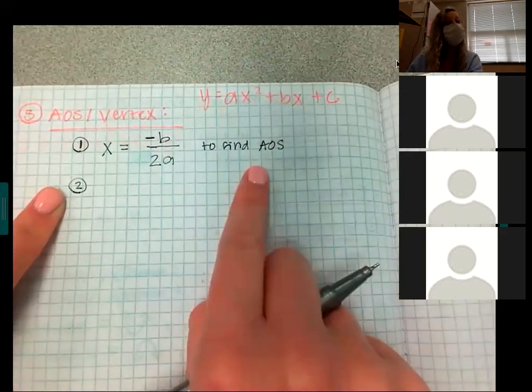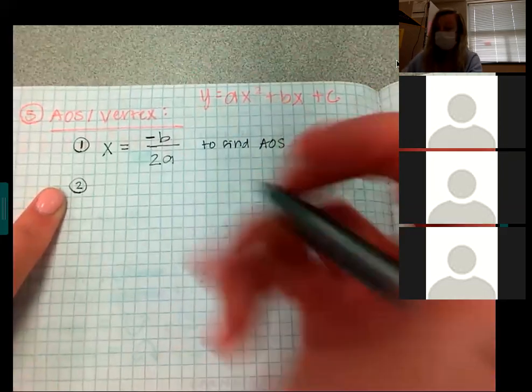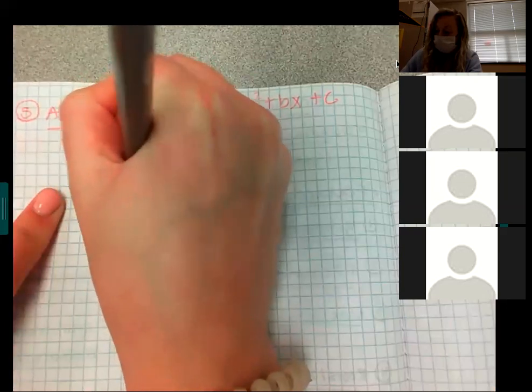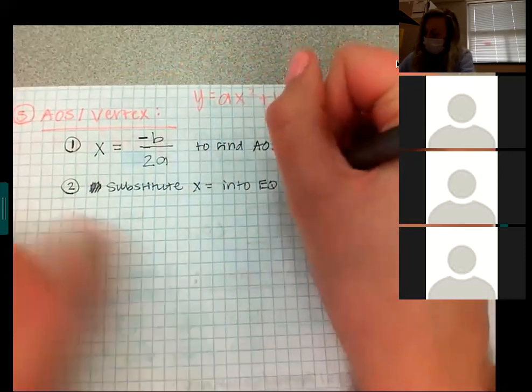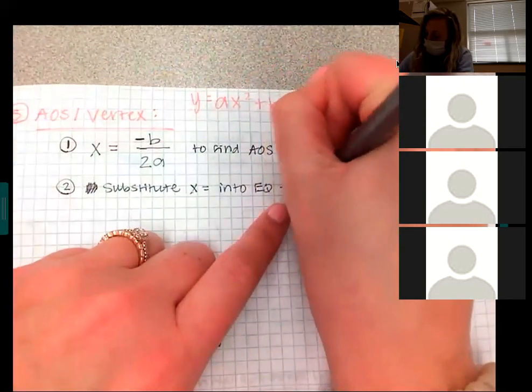So after you find the axis of symmetry, let's not use the word plug, I hate that word. It's not a math word. We're gonna go substitute the x equals into the equation to find y.